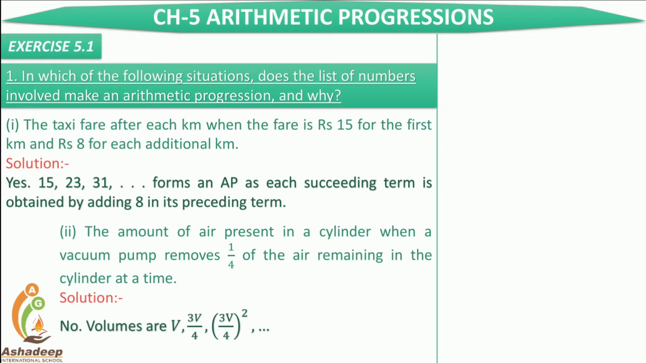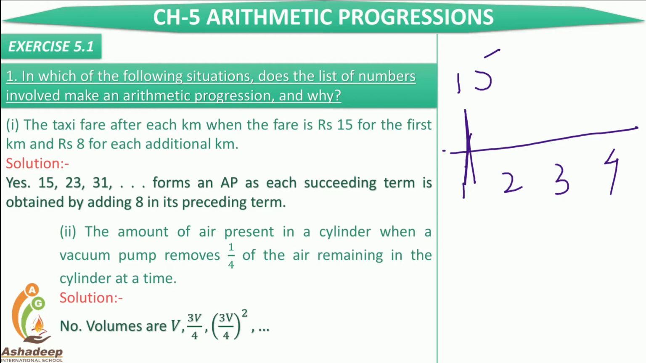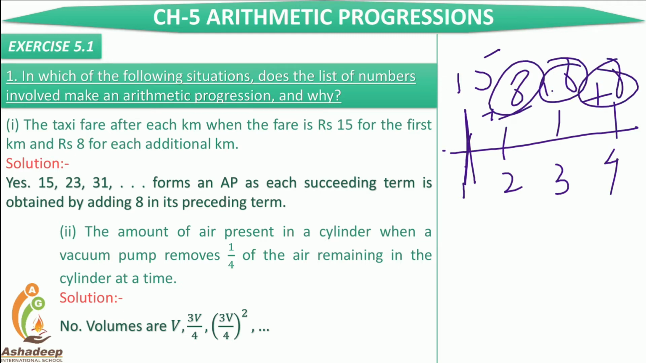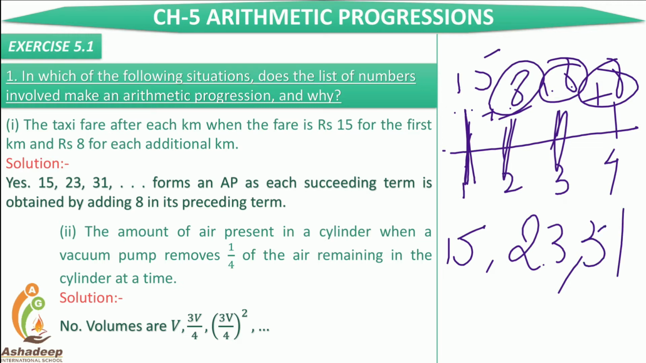So for the first kilometer, the taxi travels this much distance, and then the second, third and fourth. For the first kilometer he charges 15 rupees, but after that plus 8, plus 8, plus 8. That means the first number is 15. For 2 kilometers it is 15 plus 8, which is 23. For 3 kilometers it is 23 plus 8, which is 31. In that manner the series goes on and on.